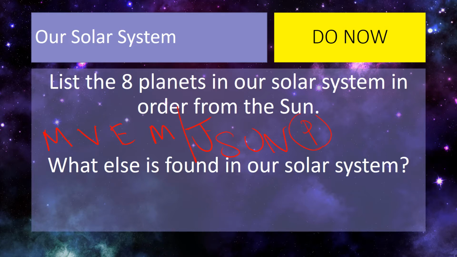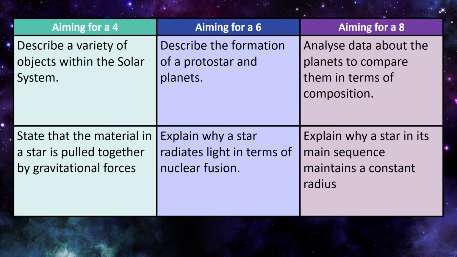Other things that you can find in our solar system: rocks, and then we go into the world of asteroids, comets, and meteors, comets being balls of rock. We've got gas planets. We don't have stars in our solar system, we have one star. We also have moons and different satellites as well. That'll probably do.